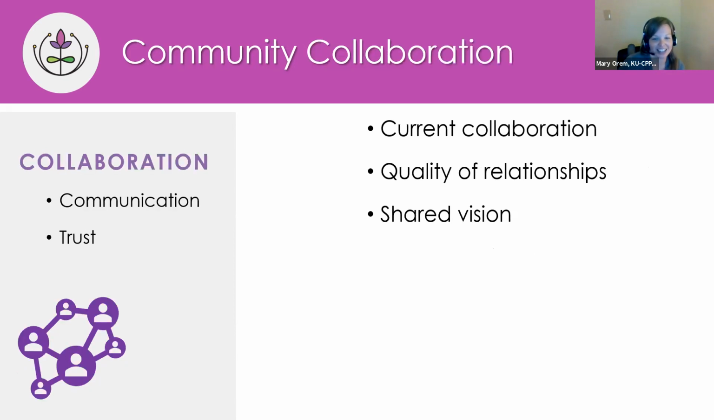If you want to go ahead and advance, we'll think about community collaboration. So which partners in the community currently collaborate? What sectors are represented and who isn't at the table that needs to be to meet this community need? Do partners have trusting, productive working relationships? And do they share a vision for addressing the current challenge? So again, who needs to be involved to address the challenge in your community? And is there buy-in?